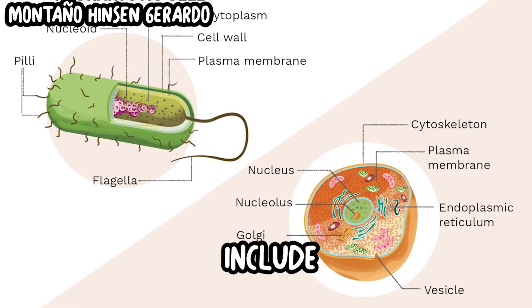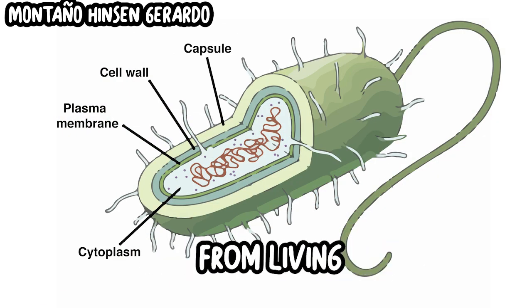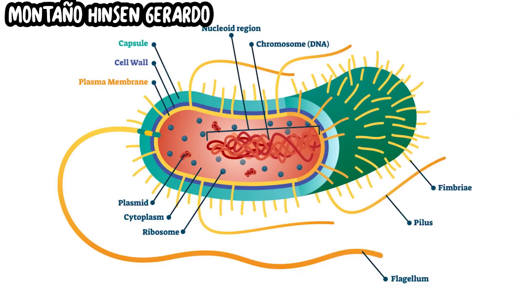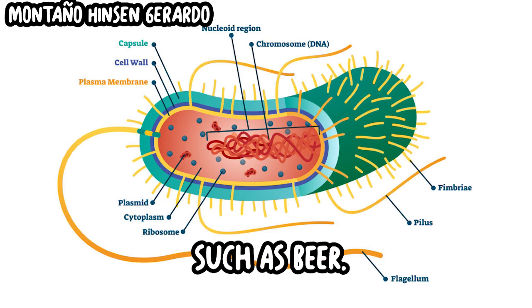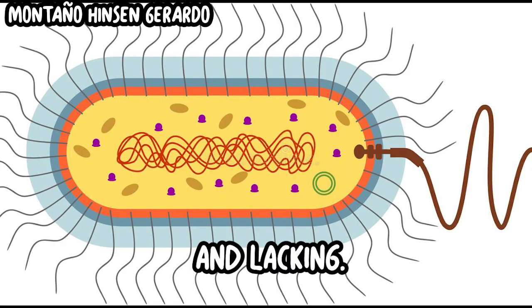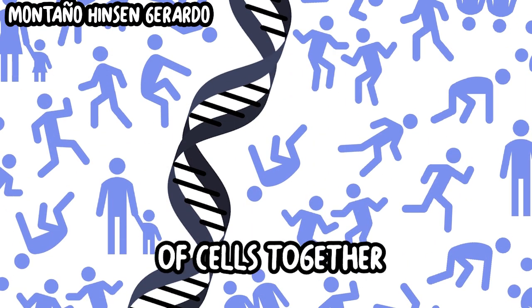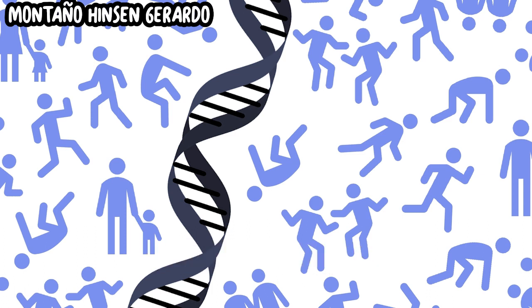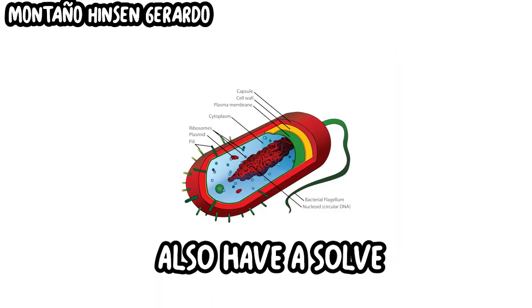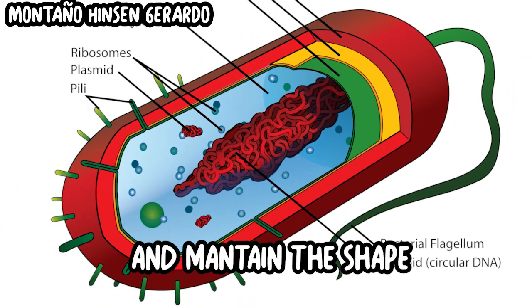The types of cells include prokaryotic and eukaryotic. Prokaryotic cells and eukaryotic cells are the two main types of cells found in living organisms. Prokaryotic cells are simple, single-cell organisms such as bacteria. They are small in size and lack a nucleus and other membrane-bound organelles. Instead, the DNA in prokaryotic cells is located in a single circular chromosome that is not enclosed by a nuclear membrane. Prokaryotic cells also have a cell wall and a cell membrane, which help to protect the cell and maintain its shape.